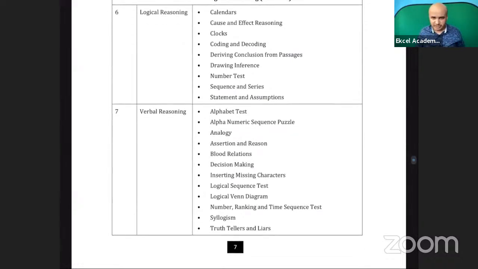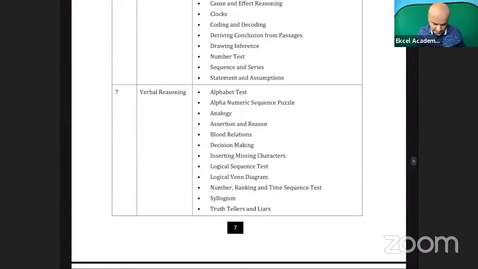Then drawing inference. So something will be given, based on that we'll have to draw inference, or rather a conclusion, as to what exactly is happening there. The number test, sequence series, statement and assumptions, all these are, once again, based either on numbers or on alphabets. The bulk of the topics is based on that. A to Z, 1 to infinity, all those things, easy to understand, not very difficult.